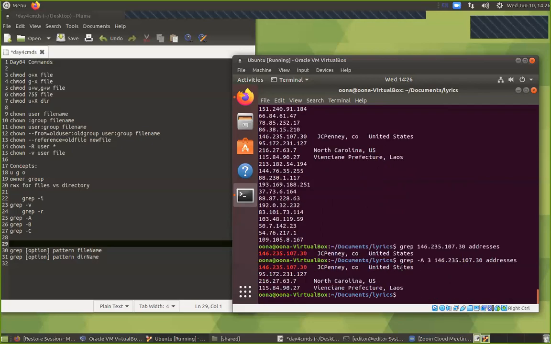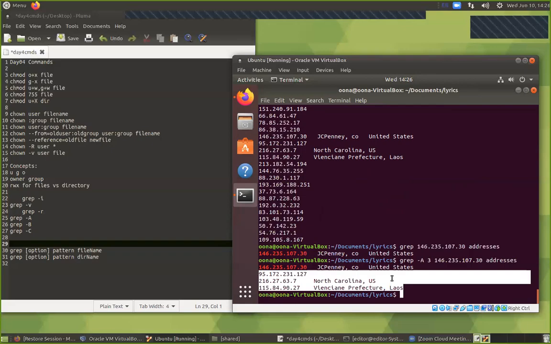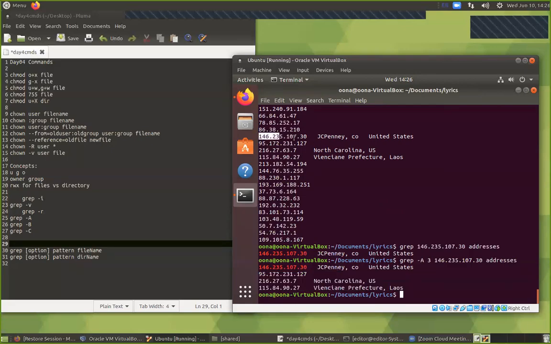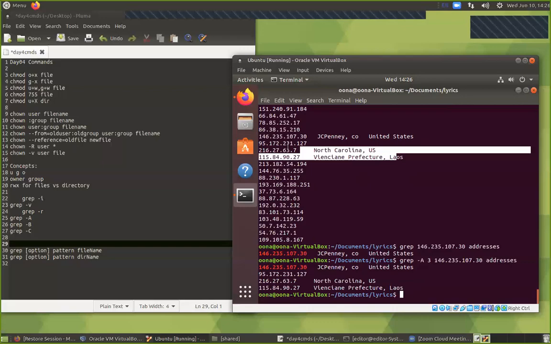So here's a line, but now I have 1, 2, 3. You see it? So I pulled this, and I pulled the 3 after. Are we good? All right, now we're going to pull 2 lines before, right?